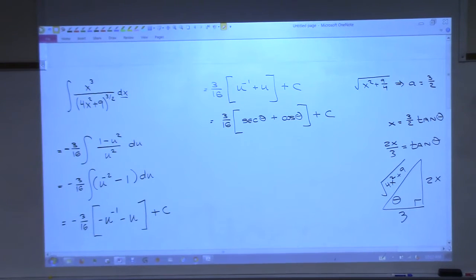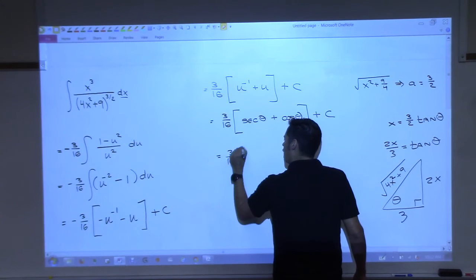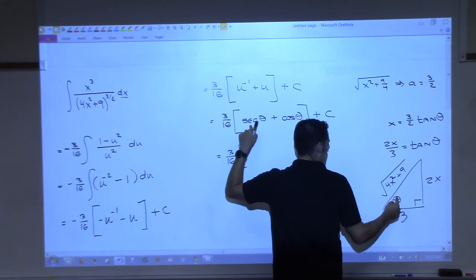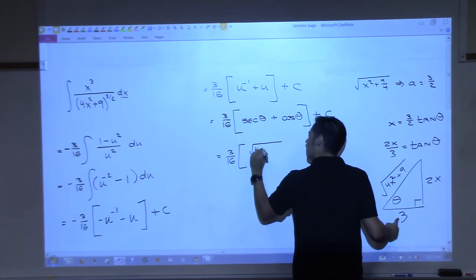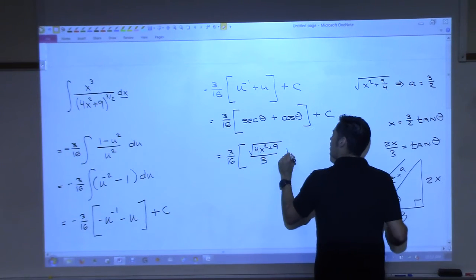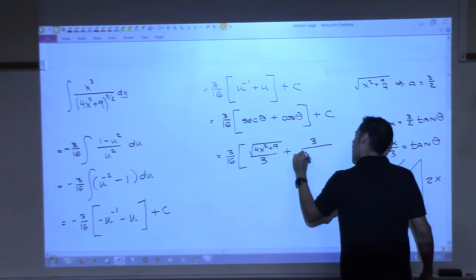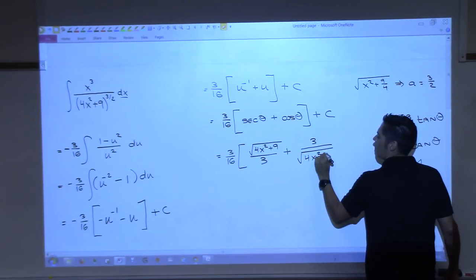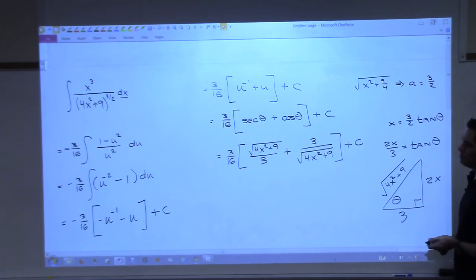So secant is the reciprocal of cosine, and cosine, of course, is adjacent over hypotenuse. So here we go. 3/16 bracket secant off this triangle is the hypotenuse over the adjacent. And then plus cosine, which is the adjacent over the hypotenuse. All right, we're there.